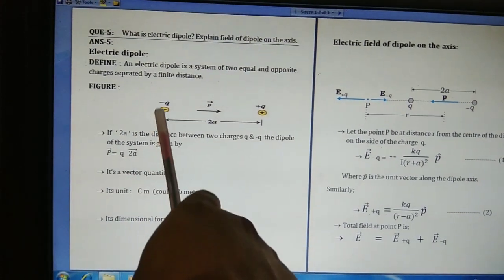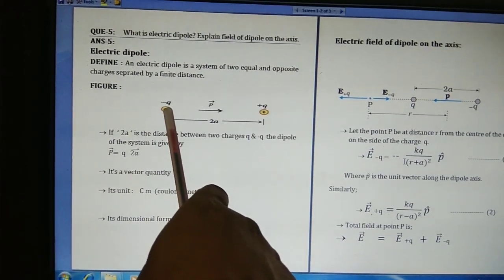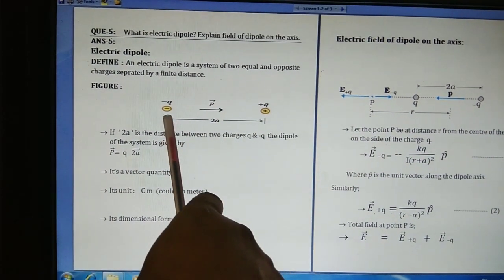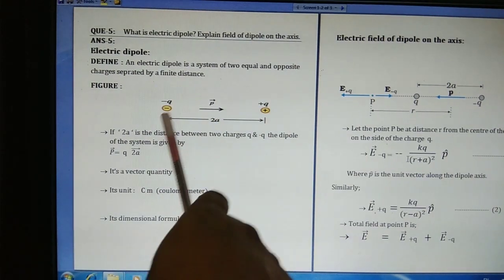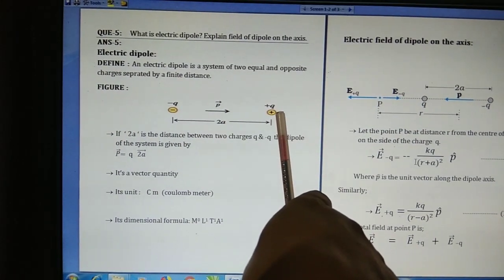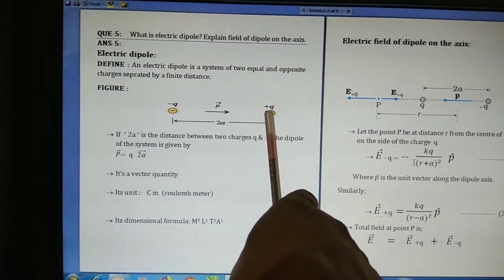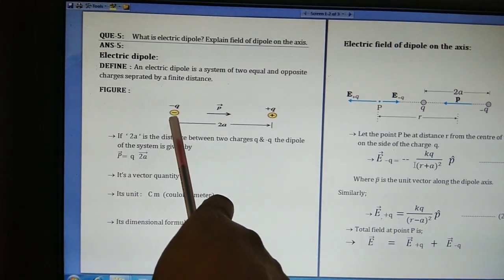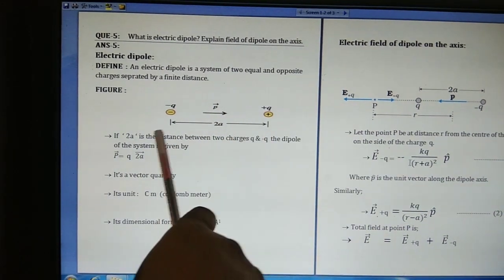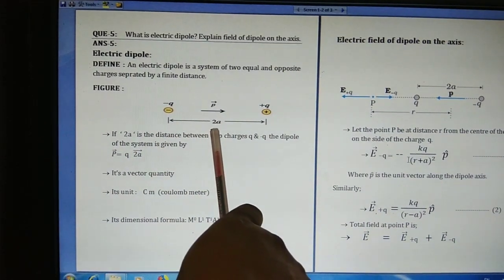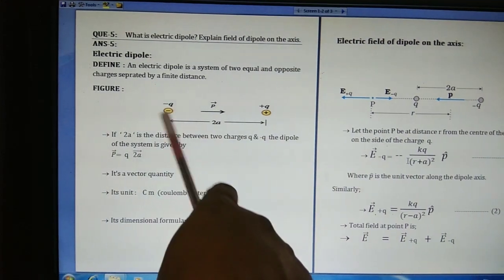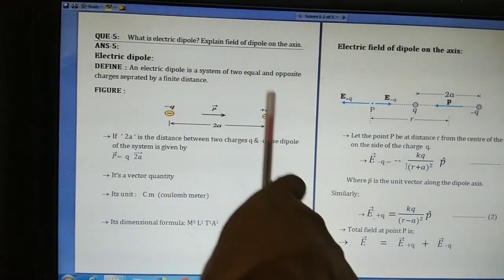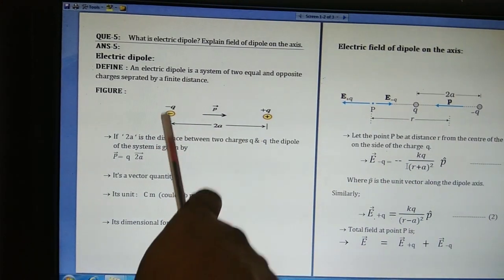Magnitude means its value. Suppose it is 2 coulomb, so it will be 2 coulomb. If it is 4 coulomb, so it will be 4 coulomb. The magnitude will be the same, but the charges are different. If one is positive, then the other will be negative, and they are separated by a finite distance. Here the distance is 2a. So this system is known as an electric dipole.